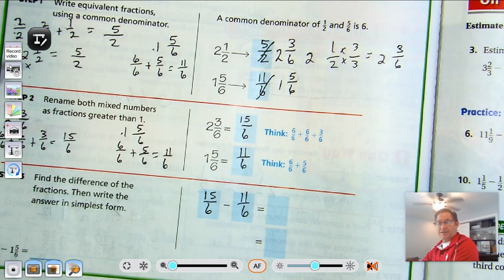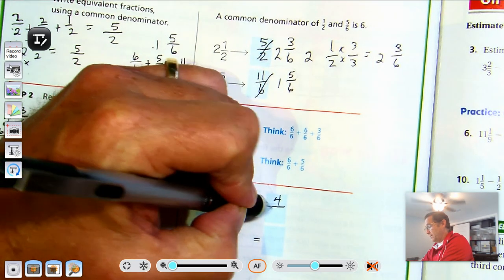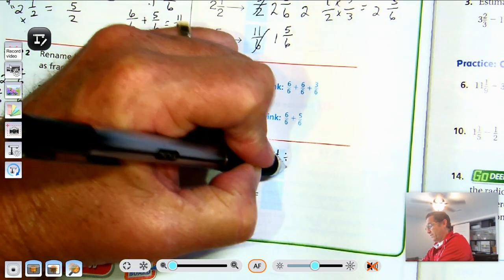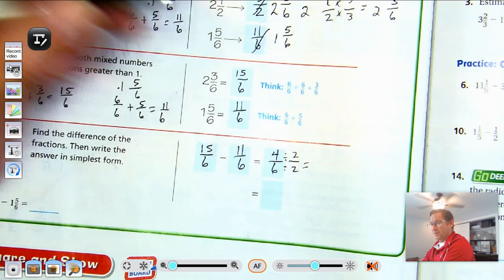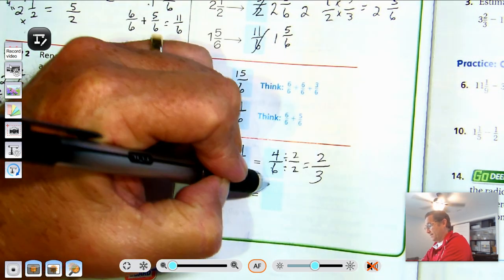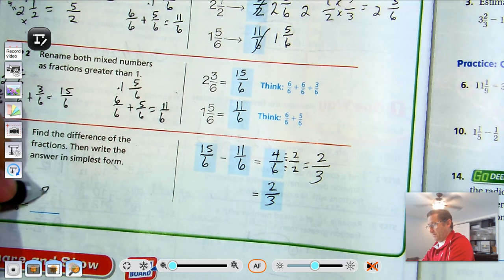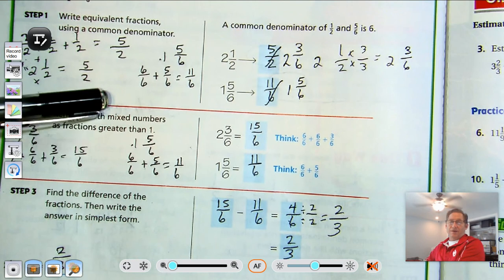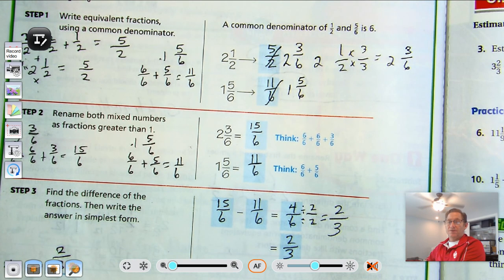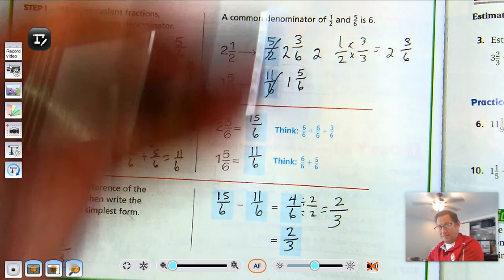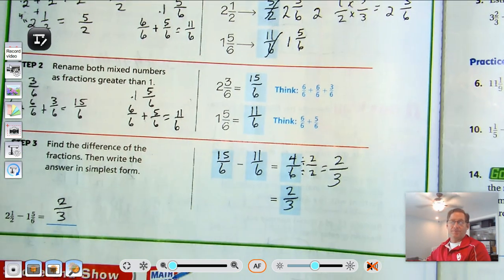Okay, and 15/6 take away 11/6 is 4/6. But 2 is a common factor to both. 4 divided by 2 is 2, and 6 divided by 2 is 3. So we still wind up with 2/3. Okay. If I had continued on this side, I still would have gotten the right answer. But I want to make sure I followed the steps as outlined in your curriculum.